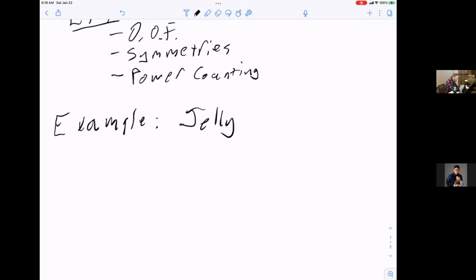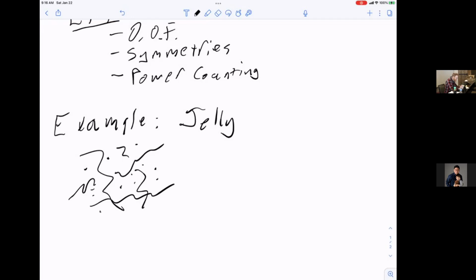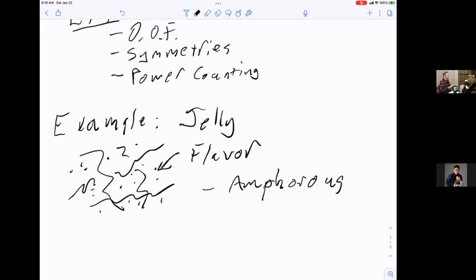And so the question is, what is jelly? Well, jelly is this weird amorphous tangle of proteins or starches, and trapped in those proteins and starches is water, sugar, and of course, delicious flavor. What is important about jelly is that it's amorphous on microscopic scales. So there's no preferred direction. Everything is just a randomized jumble.